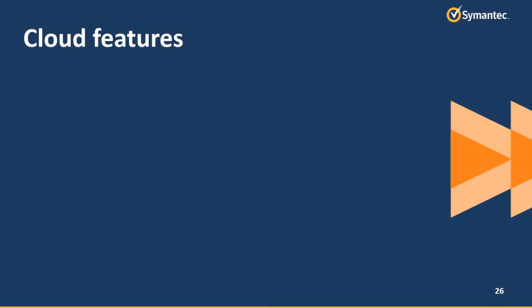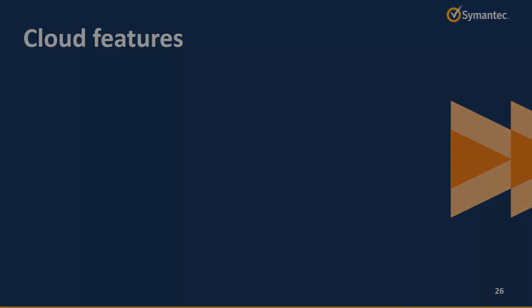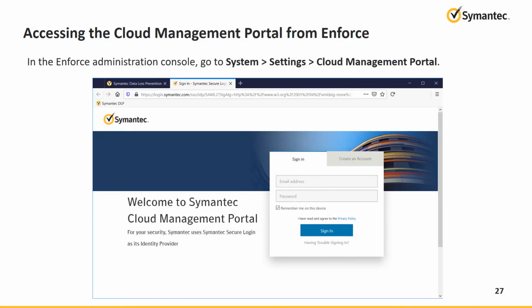In this topic, we discuss new cloud features in Symantec DLP 15.7. The Symantec DLP Cloud Management Portal is now accessible through the Enforce Administration console from System, Settings, Cloud Management Portal. You can log on to your Cloud Management Portal account from this page to perform initial setup and view a list of your purchased cloud services.